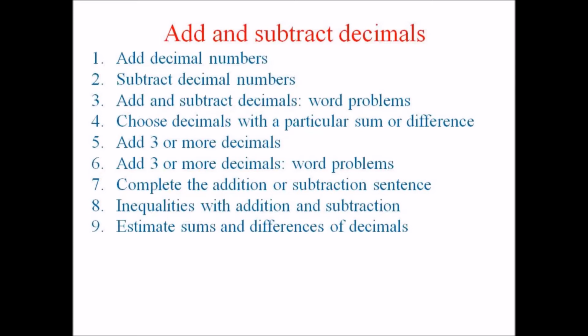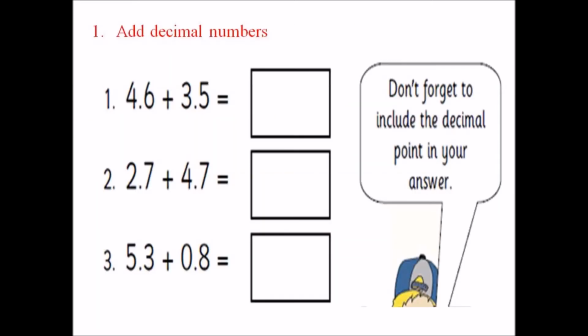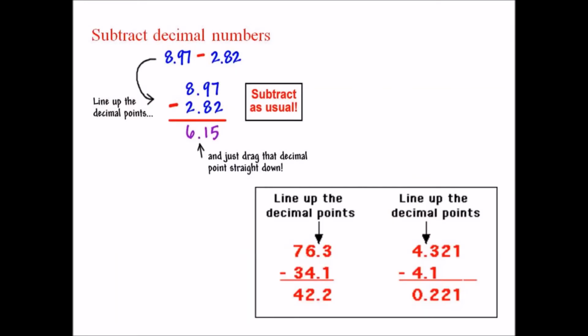In adding decimal numbers, don't forget to include the decimal point in your answer. Add 4.6 plus 3.5: when you add the digits after the decimal, first you have to add those, and then make a whole number, and then do the normal way of adding. Subtracting is done in the same way: line up the decimal points, and once you line up the decimal points, then subtract in the normal way of subtracting.